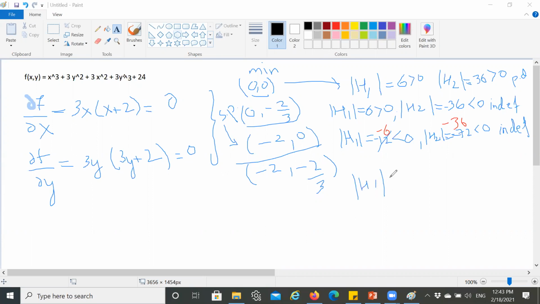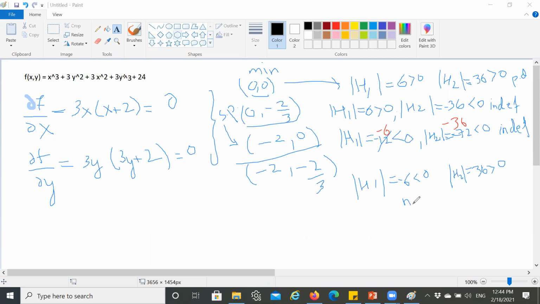H1 is minus 6. Okay, I'm right. And H2 is 36, or am I wrong again? 36. Okay, I'm correct. So the first one is less than 0, the second one is greater than 0. And therefore, which condition is it?